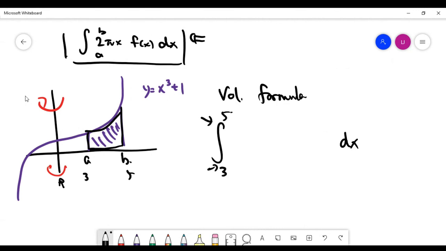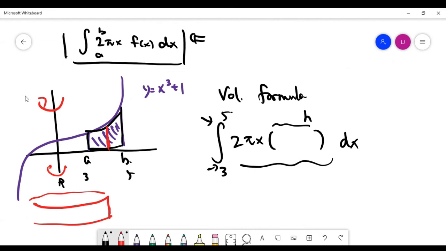So now, what is the content inside the integral? It should be 2 pi x times something, and this one is the height of the shell. You see, one shell is now formed by one line like this, right? So this height is basically based on the y coordinate of this point, which is a point sitting on the curve y equals x cubed plus 1. So I'll just put it here, which is x cubed plus 1.